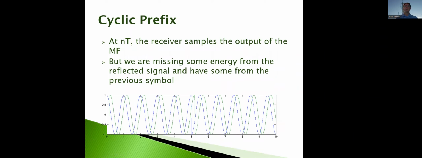But what's happening here? There's some misalignment, right? And so we're not going to get this energy contribution, but we're going to get this weird energy contribution over here, right? So we're missing some energy from the reflected signal, and we have some energy from the previous symbol. So that's kind of messed up, right?